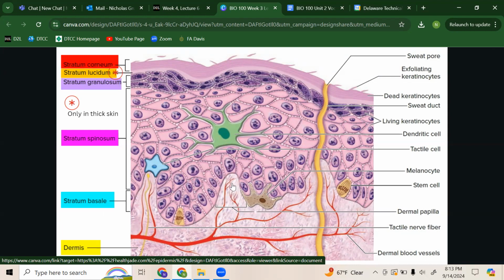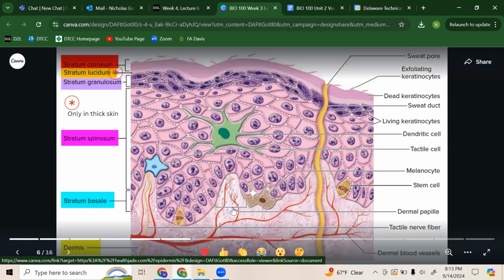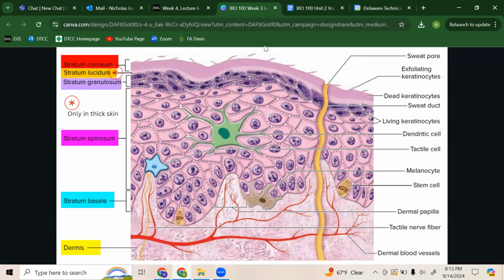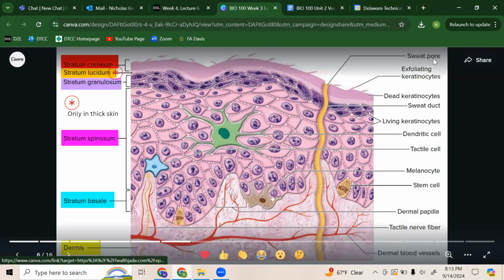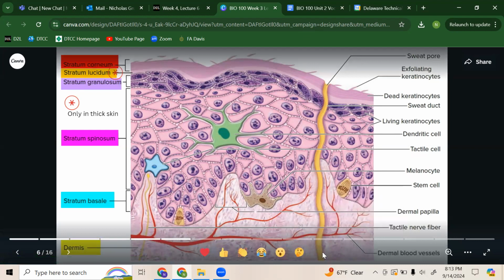This is also the area where our hair follicle and our hair bulb is going to implant, because it can get all the nutrients it needs to grow all the way up to the outer layer. One other thing that I want to point out is the sweat pore. Even though it starts down in the dermis, it goes all the way up and releases the sweat onto the surface.